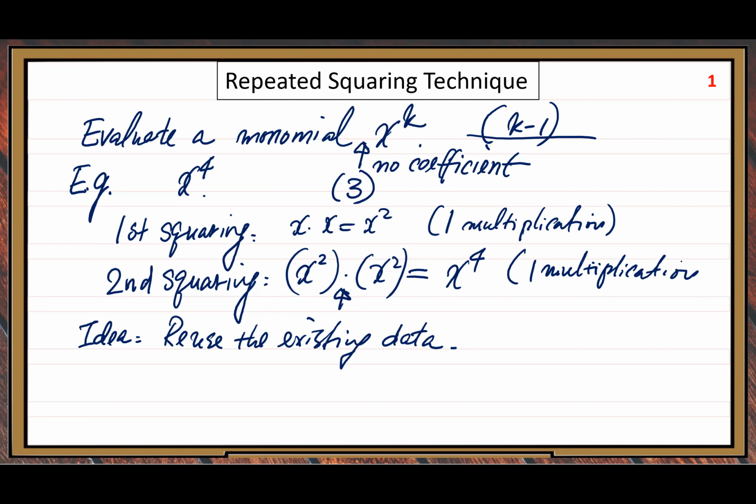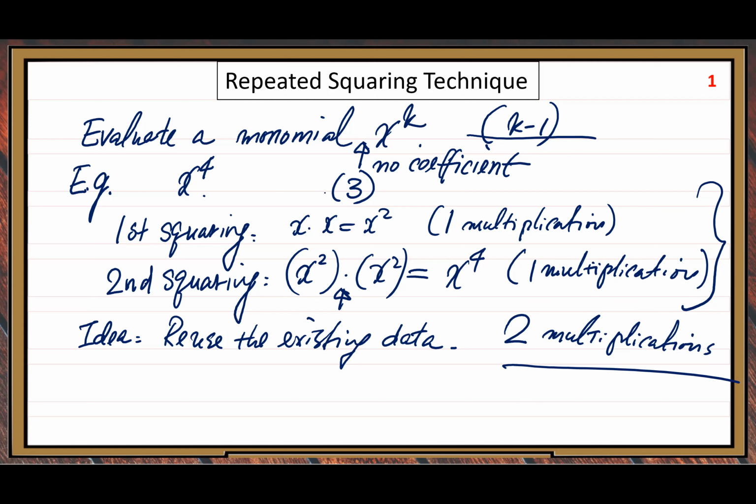So in total, combined, it is 2 multiplications. How about that? 2 multiplications, not 3, improved from 3 to 2, right? Then we generalize this idea.